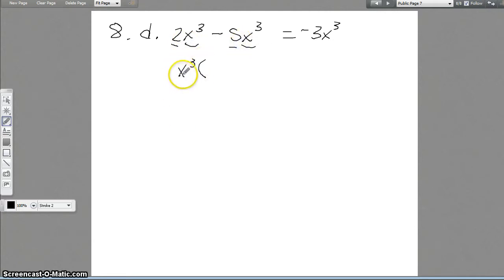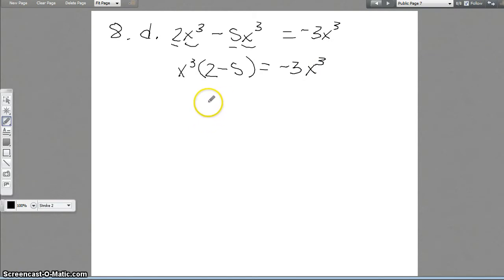What do we multiply by x cubed to get 2x cubed? That would be 2. What do we multiply by x cubed to get -5x cubed? That would be -5. So what is x cubed times 2 minus 5? Well, 2 minus 5 is -3, and we're multiplying that by x cubed, so -3x cubed. So you can see we get the same answer either way.